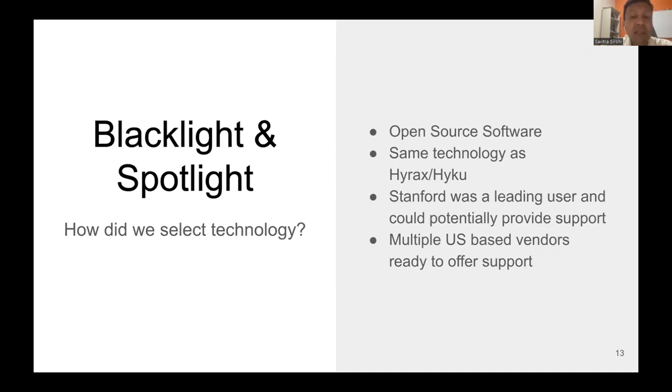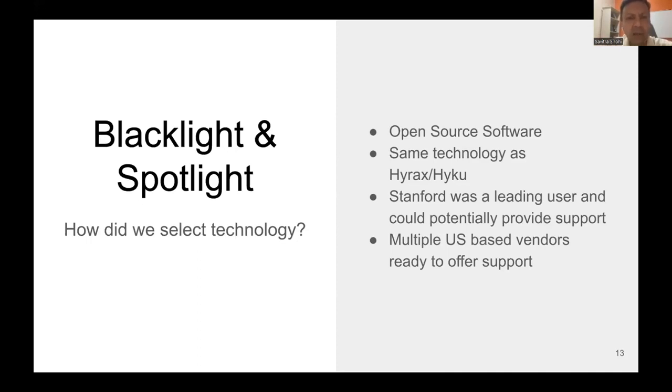Also, one important thing was the same technology. Blacklight and Spotlight use the same technology as HYRAX, the institutional repository software. This was important because, remember, I mentioned to you that when you go with a best of breed approach, you don't want to end up in a situation with 10 systems and 10 different technologies, because you can't have the skill to manage all of them. You cannot be an expert in so many technologies. So we wanted minimal, just a few technologies.